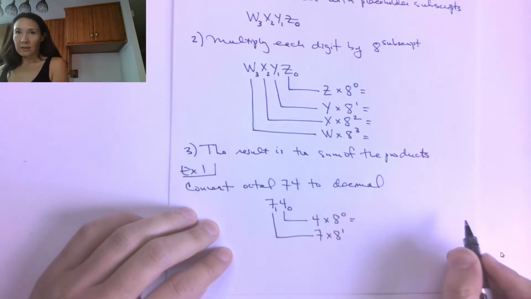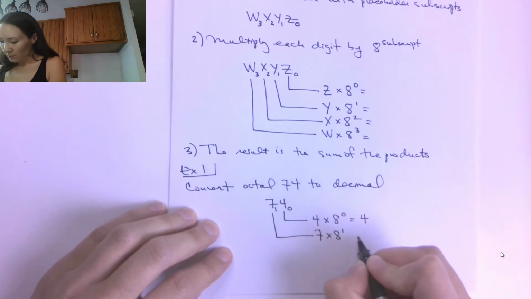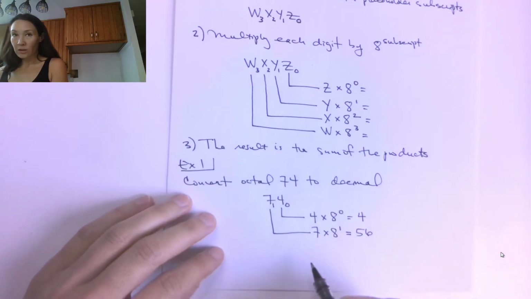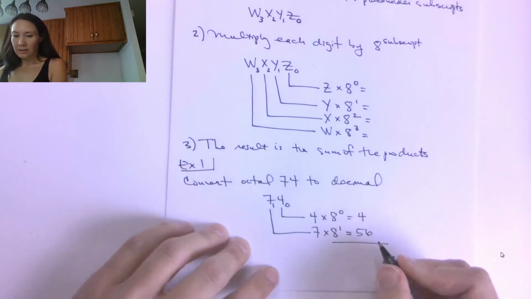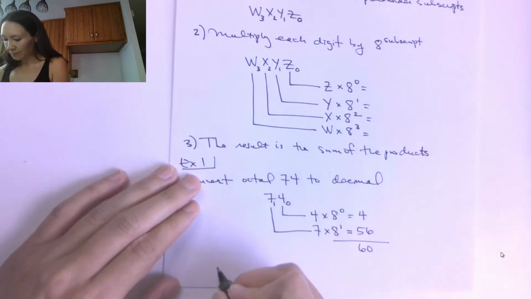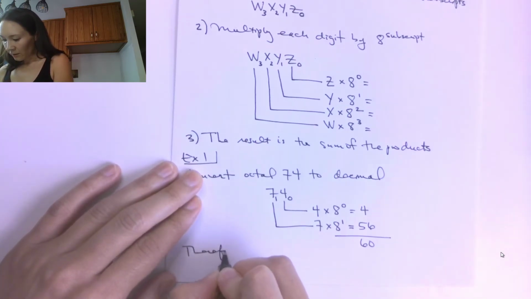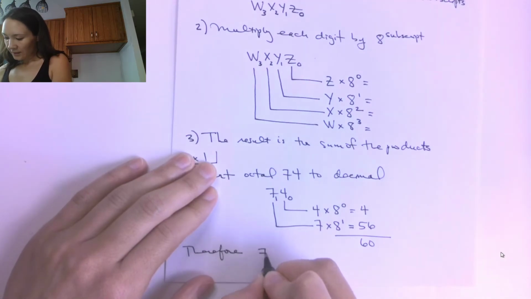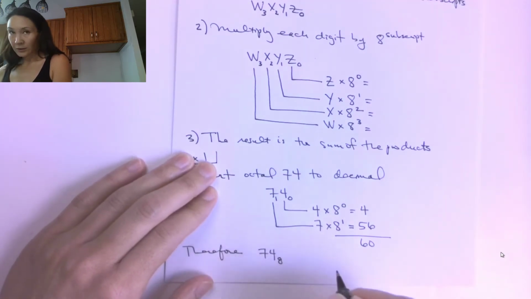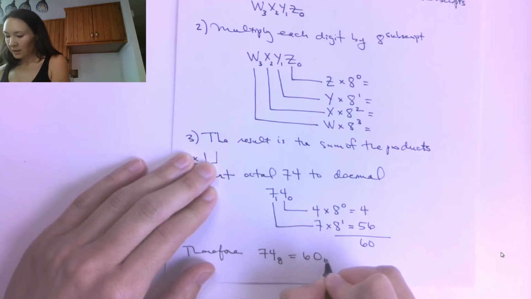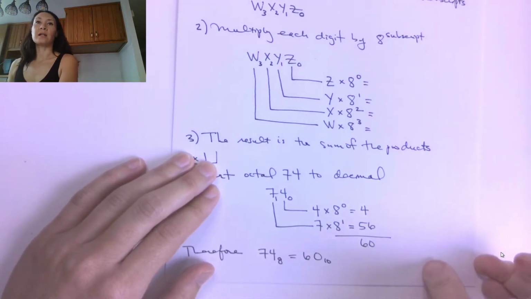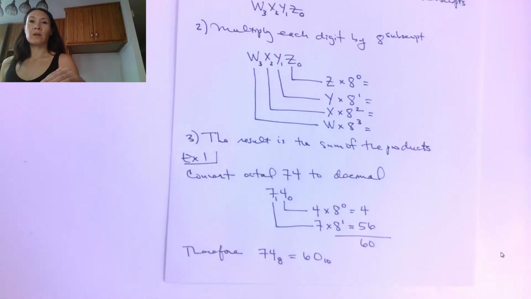Anything raised to the 0 power is 1, so this is just going to be 4. 7 times 8 is 56. So to get the result of our conversion, we just add all these products up and we get 60. Therefore, 74 in octal, so base 8, is equal to 60 in base 10, and that's how we do the conversion.